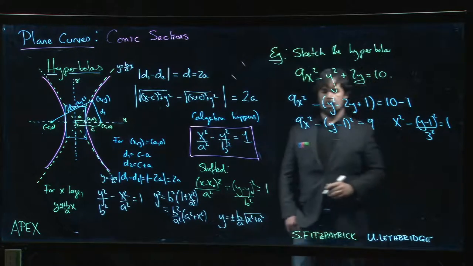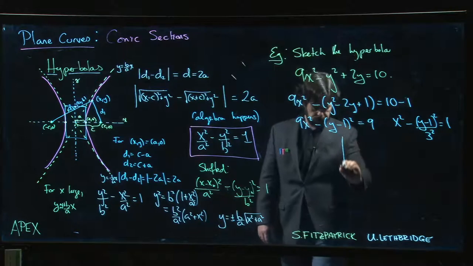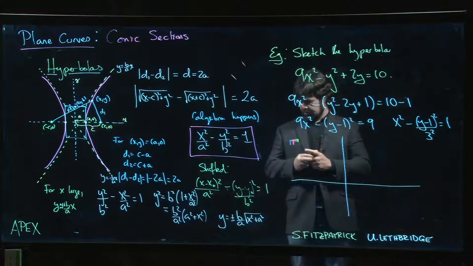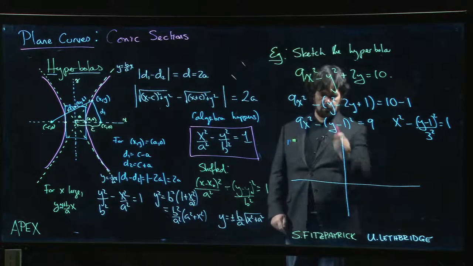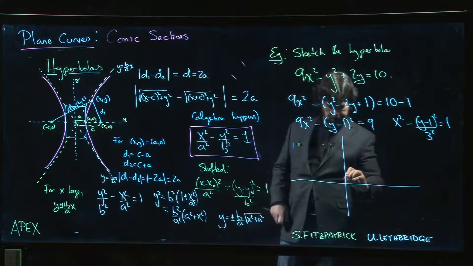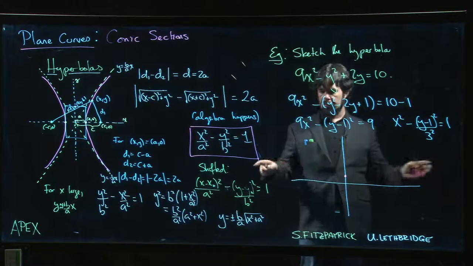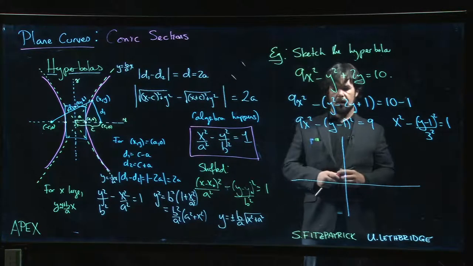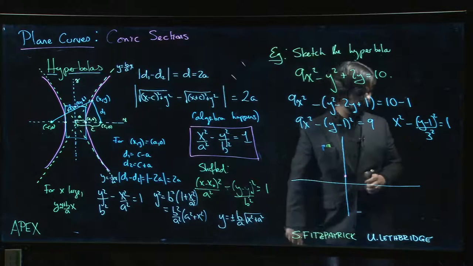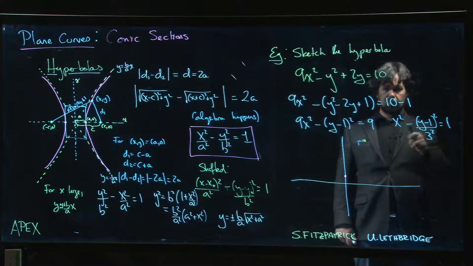Okay, good. Now we can sketch. So we have a coordinate system. Our center: we're centered on the y-axis, x naught is 0, but y naught is equal to 1. So our center is here at (0, 1). This time it's going to be opening horizontally because we have the plus sign on the x. If y is equal to 1, x squared is equal to 1, so x should be plus or minus 1.